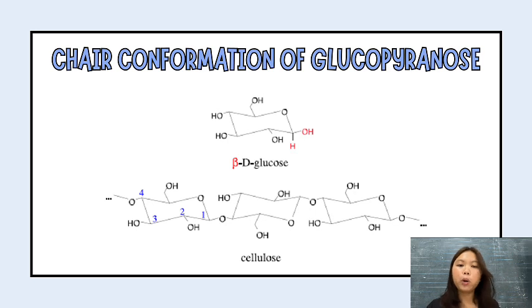Bigger groups like OH and CH2OH prefer the equatorial spots because there's more room. In beta-D-glucopyranose, all those bulky groups land in equatorial positions. That's what makes it extra stable. That's also why beta-glucose is the dominant form in water and why it's used to build cellulose, the strong material in plant cell walls. So the chair isn't just a shape. It's a key to why glucose works the way it does.